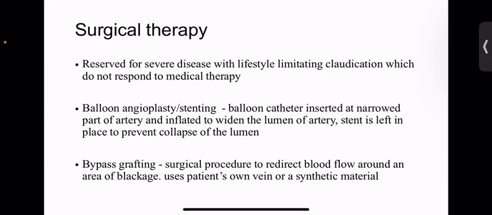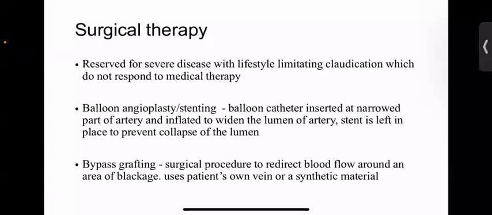Some of them are the balloon angioplasty and stenting, and this is done by a vascular surgeon, where a balloon catheter is inserted in the narrowed part of the artery, and then it is inflated to widen it. Once it is widened, a stent is placed, the balloon goes in with the stent, and once it is widened, the balloon is deflated, and then the stent is left in place so that it forms some form of reinforcement of the vascular wall to prevent a collapse or narrowing after you've inflated it.